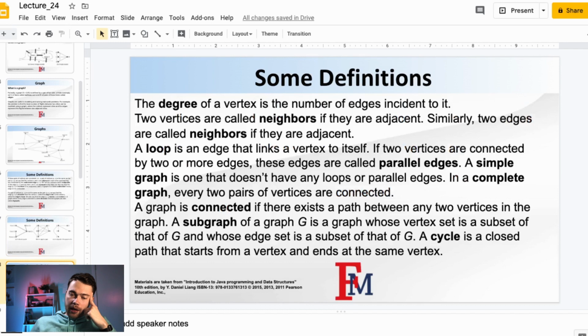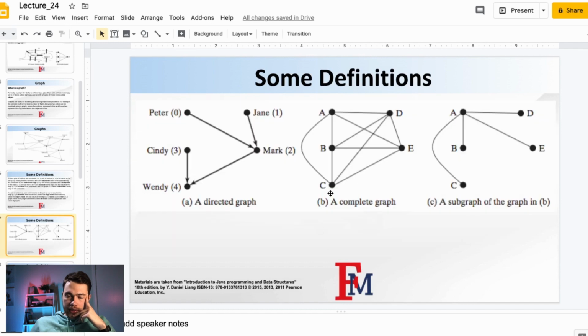Two vertices are called neighbors if they're adjacent. For example, C and E would be neighbors. B and E will be neighbors because they're connected by an edge. B and C over here will not be neighbors because there is no edge between B and C.